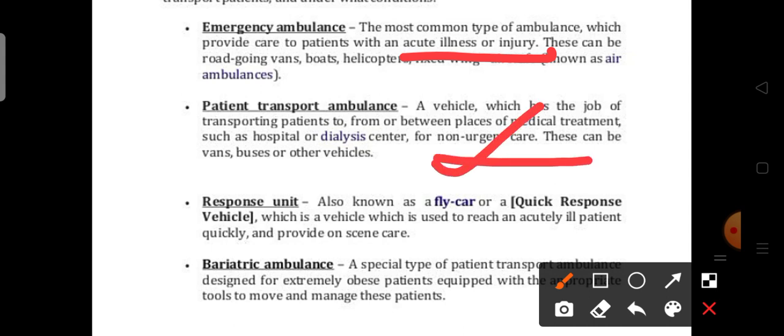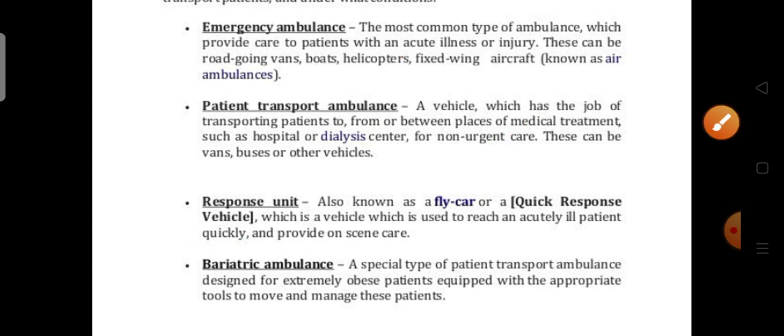Next, response unit, it is also known as fly car, a quick response vehicle, which is a vehicle used to reach an acutely ill patient quickly and provide on-scene care. Since we have to see the urgency of the care, based on that we have to provide the response unit. Reaching the acutely ill patient quickly without delaying.